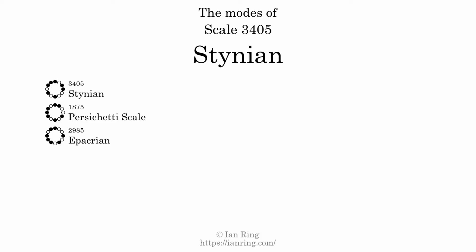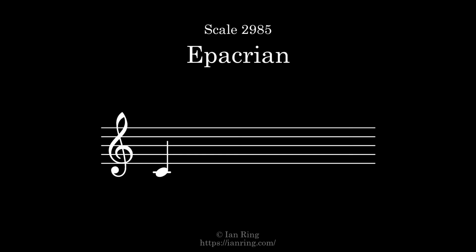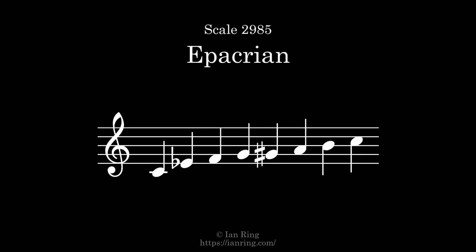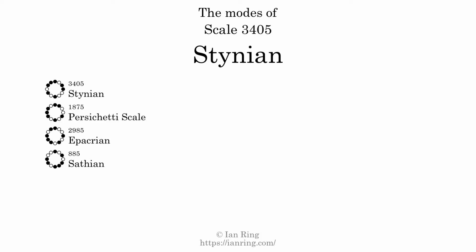The third mode is scale 2985, also known as Apocrian. It sounds like this. The fourth mode is scale 885, also known as Stynian. It sounds like this.